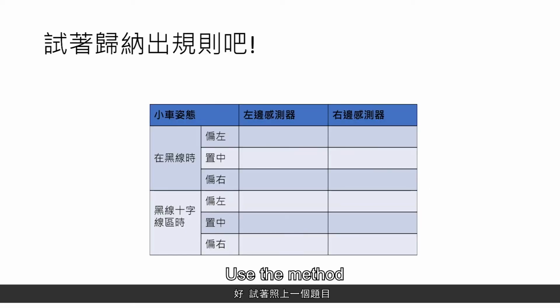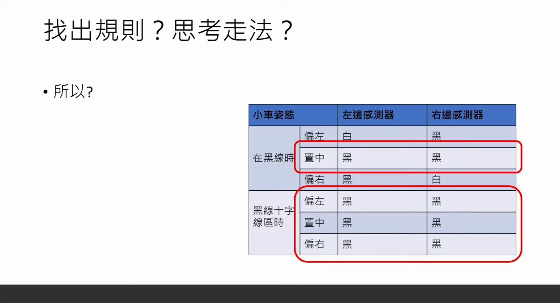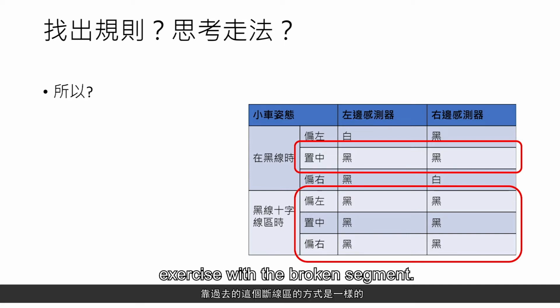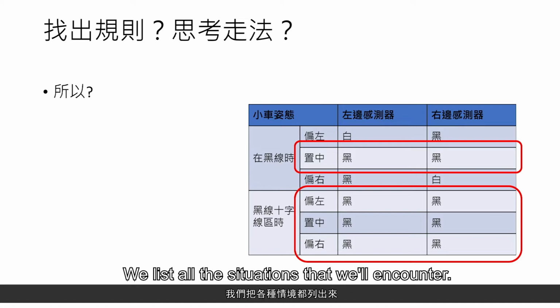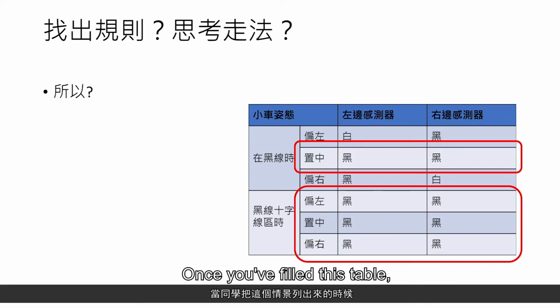Use the method from the previous exercise and try to find out one of the rules that can be used as evaluation criteria in the program. You can try and do it. Let's fill in this table. This is the same as what we did in the exercise with a broken segment. We list all the situations that we'll encounter. Once you finish this table, have you noticed something?